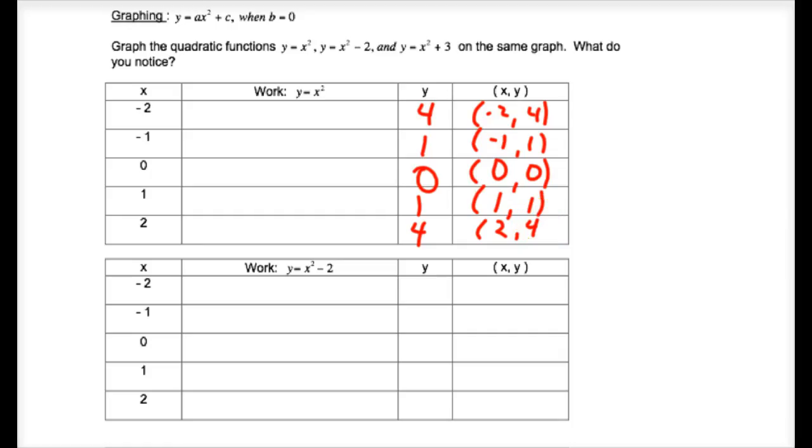Do you have to write the parentheses? You do, yeah. Your high school teachers will not be happy with you if you don't put parentheses around your ordered pairs.